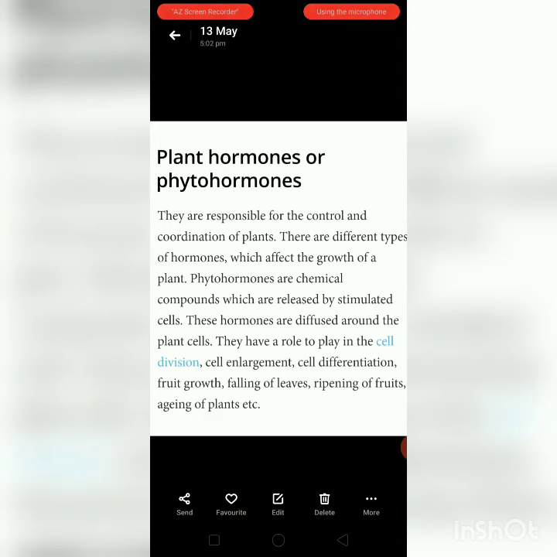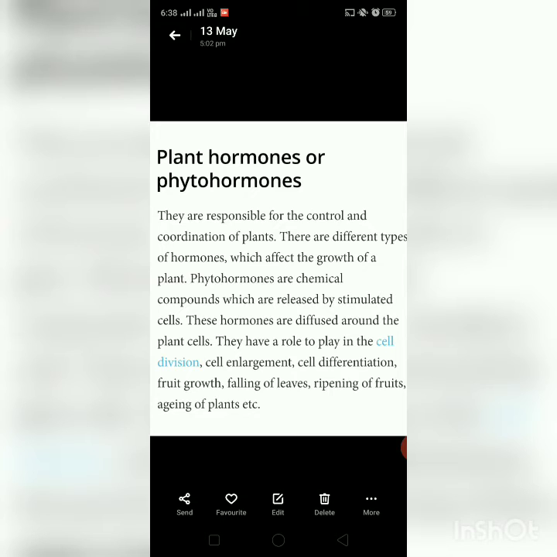Now, what is a plant hormone or phytohormone? They are responsible for the control and coordination of plants. There are different types of hormones which affect the growth of a plant. Phytohormones are chemical compounds which are released by stimulated cells. These hormones are diffused around the plant cells. They have a role to play in cell division, cell enlargement, cell differentiation, fruit growth, falling of leaves, ripening of fruits, aging of plants, etc.